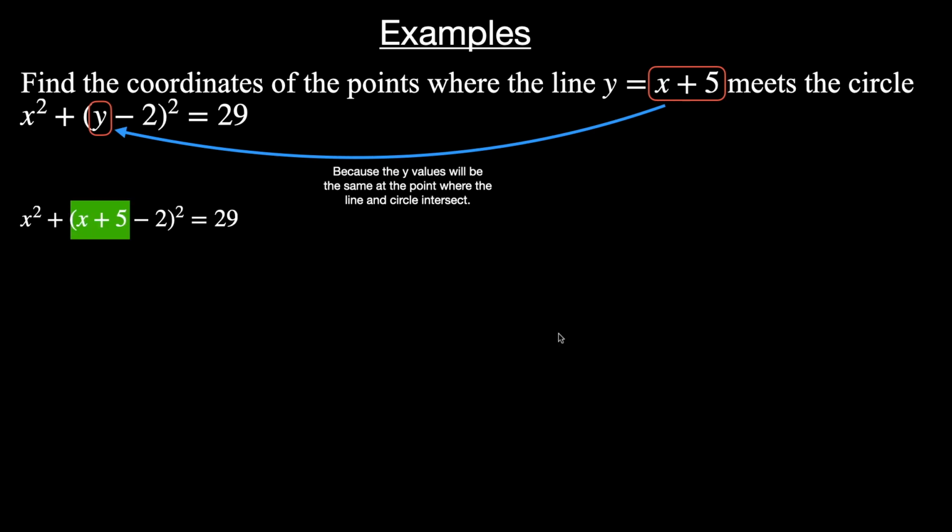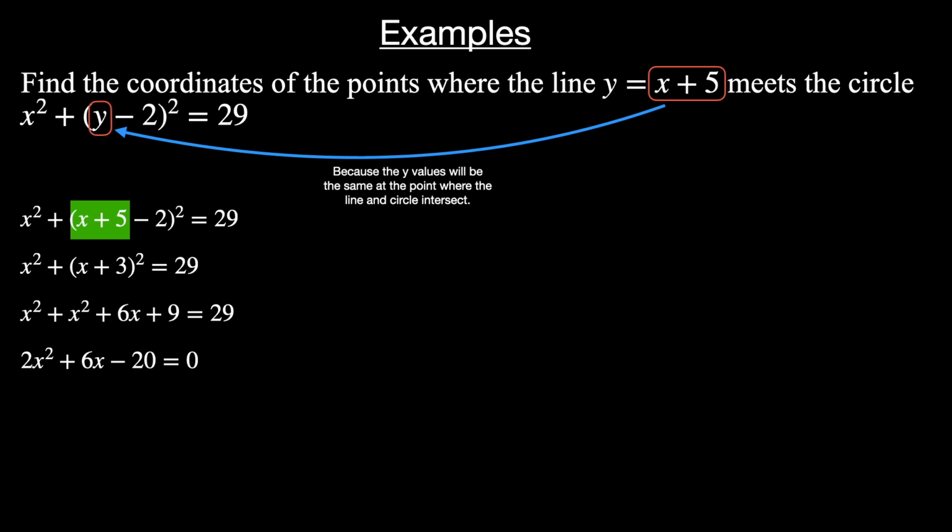Then simplify this equation. So we've got x plus 5 take 2. That's going to be x plus 3 all squared. Expand out those brackets. So we get x squared plus 6x plus 9 equal to 29. Continue simplifying. We're going to have 2 lots of x squared plus 6x, subtract 20. So I've subtracted 29 from the left hand side. This is all equal to 0.